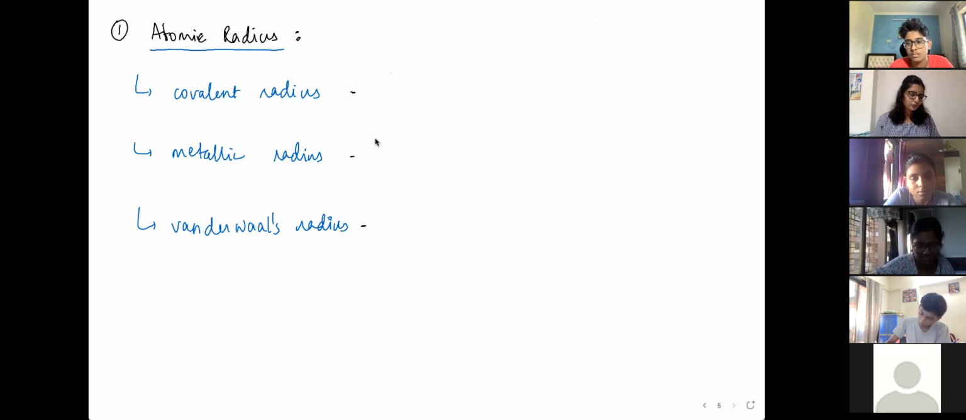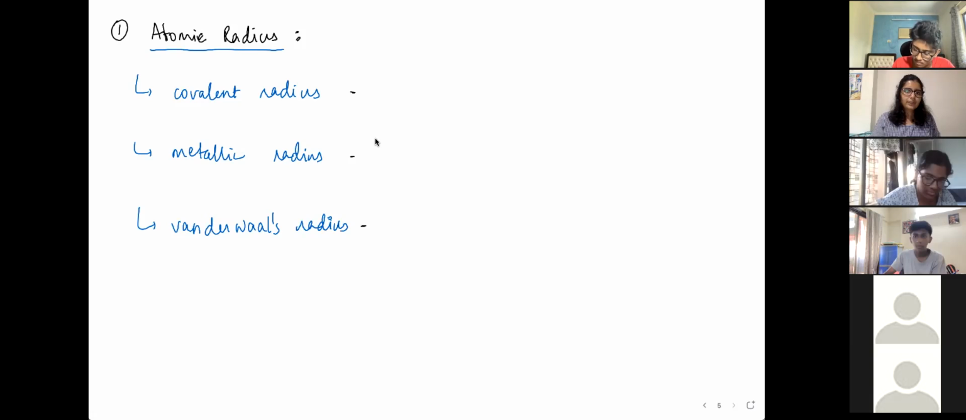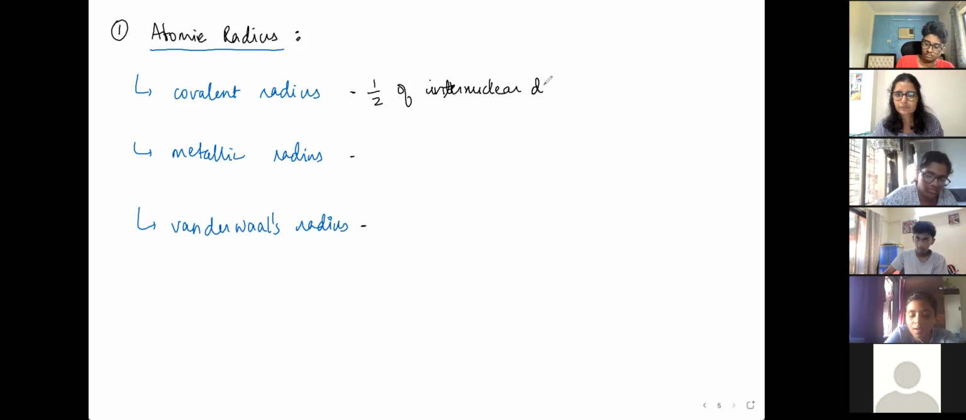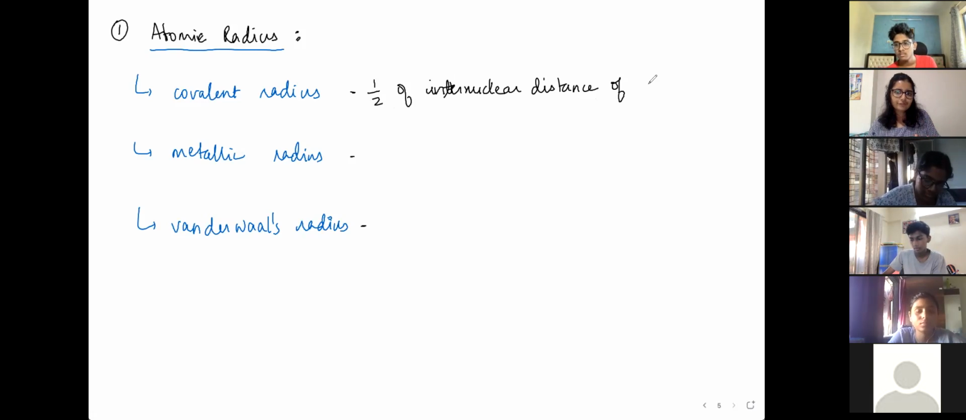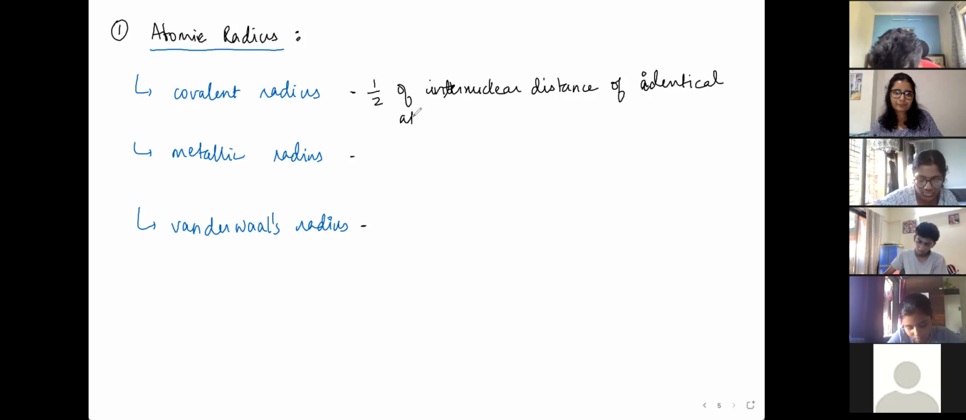No idea? Okay. So covalent radius, if I had to tell the exact definition: it is half of the internuclear distance. Now, internuclear distance is basically the distance between two nuclei. What kind of nuclei? Half of the internuclear distance of combining atoms, let's call them identical atoms, that are covalently bonded or that are in a covalent bond.